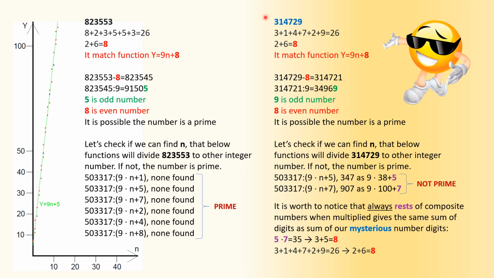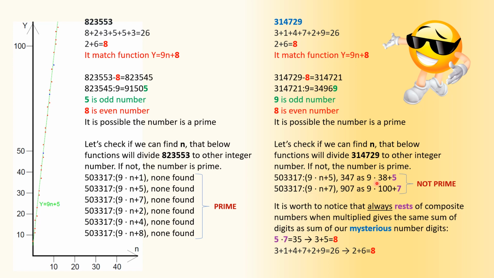Now take off 8 from our main mysterious number. We get 314,721. Divided by 9, we've got 34,969. 9 is our odd number and 8 is our even number. There is a chance it is a prime. Now let's check if we can find an n matching one of these functions that can divide our mysterious number to an integer. Of course, two numbers were found. These are 347 and 907. Both of them are primes as well. 347 belongs to the function 9n plus 5 and 907 to 9n plus 7.